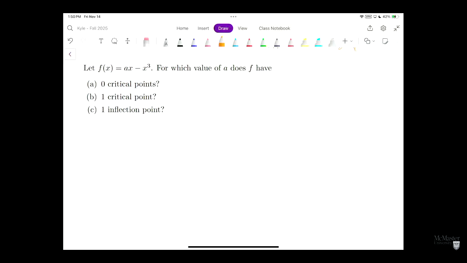Let f be equal to ax minus x cubed. For which value of a does f have 0 critical points, 1 critical point, and 1 inflection point? Aha, this one's fun. I'll give you a minute. Let's take a minute to solve this one.